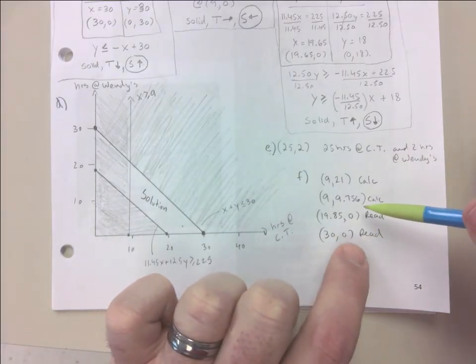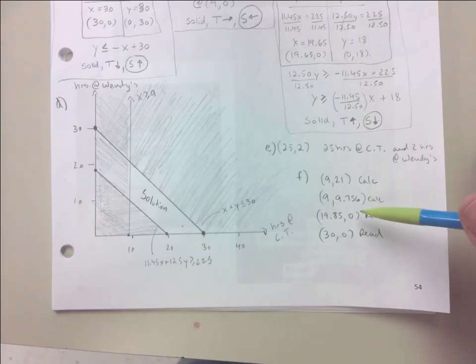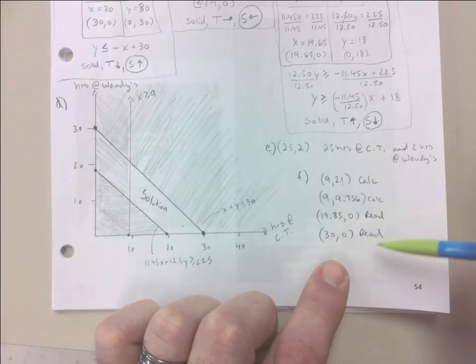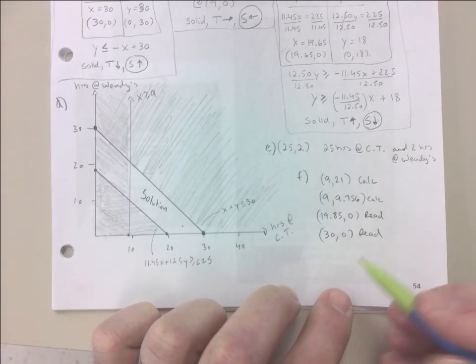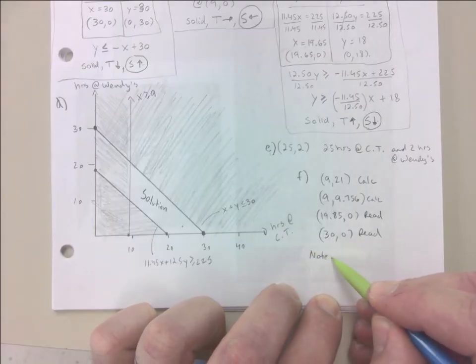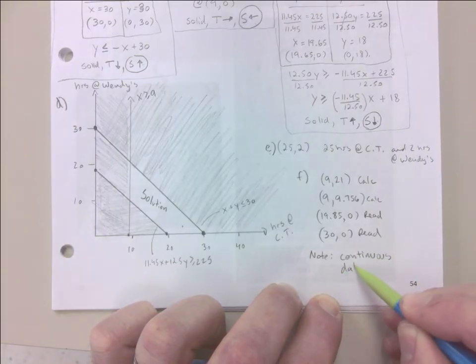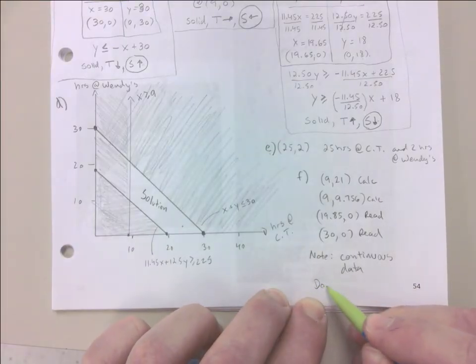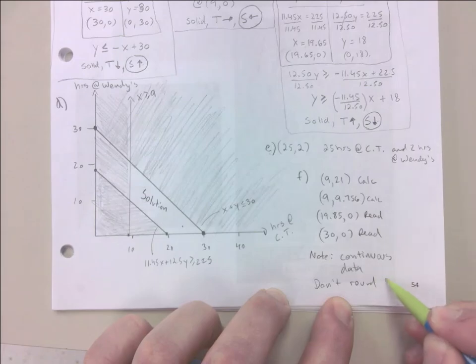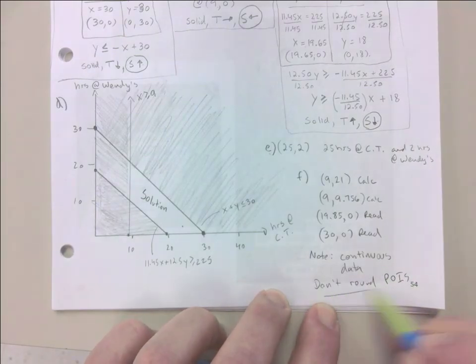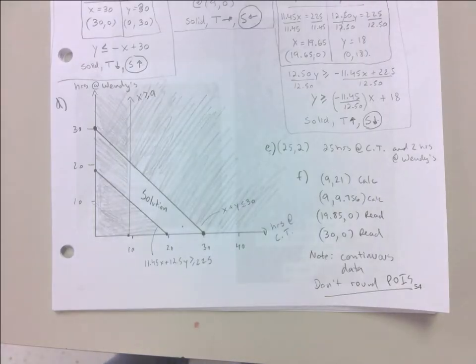But I don't know if you remember when it's discrete, in this case it's continuous data, right? So we don't have to round our points of intersection, okay? I'll make a note. Continuous data, don't round POIs. How do I know it's continuous? It's because it's hours, right? X and Y represent the number of hours at each job.